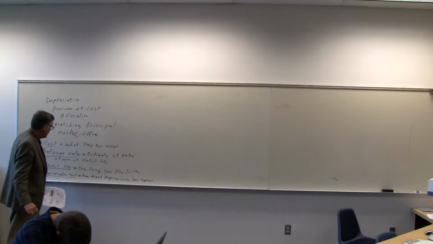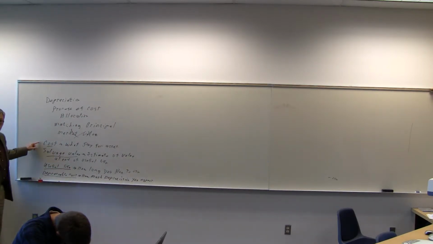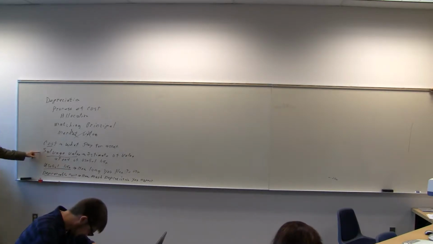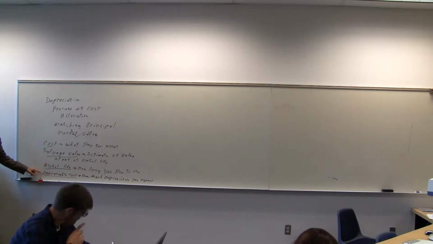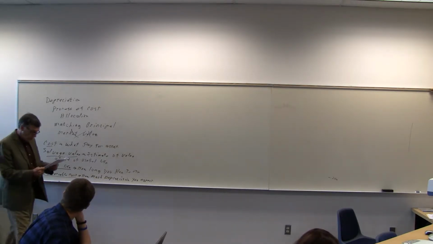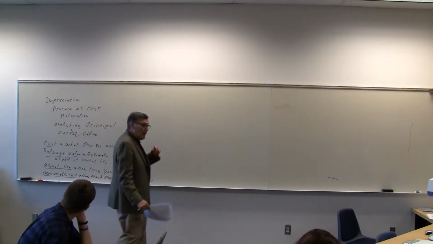Okay? So, the cost, of course, is what you pay for it. Everything's based on the cost principle, right? The salvage value is your estimate of how much it'll be worth at the end of its useful life. Its useful life is however long you plan to keep it for, and the depreciable cost is how much value it will lose. Okay? So let me give you an example here.